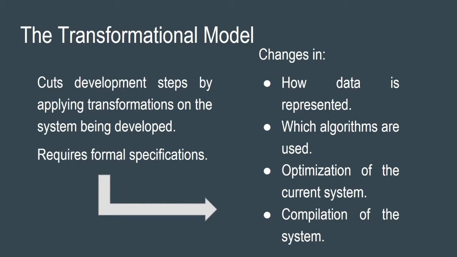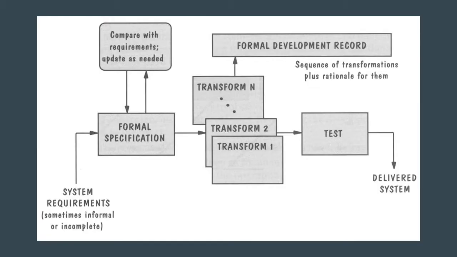This model relies on an initial form of specification of the system on which the previously mentioned transformations may be applied. First, a formal specification is produced which is compared against the requirements of the system to make sure it satisfies them. Then, this original specification undergoes several transformations before going into testing to develop the most optimal system. These transformations should go onto a formal development record on which the transformations made, their sequence, and the rationale behind them are documented.